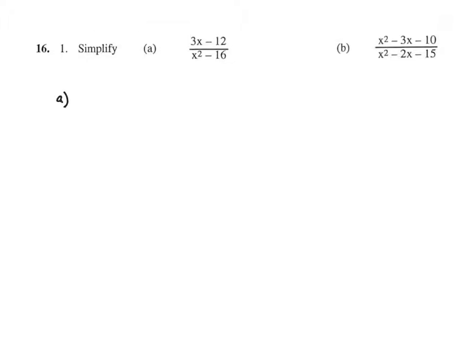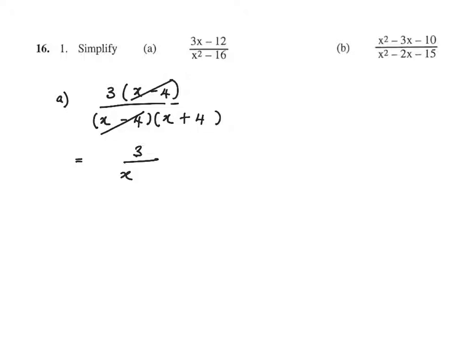Part A, what we have on top is an expression that can be factorised by taking a common factor of 3. That's 3 bracket x minus 4. On the bottom line I have a difference of squares, that's x minus 4, x plus 4. The brackets containing x minus 4 cancel out, and we're left with 3 over x plus 4.